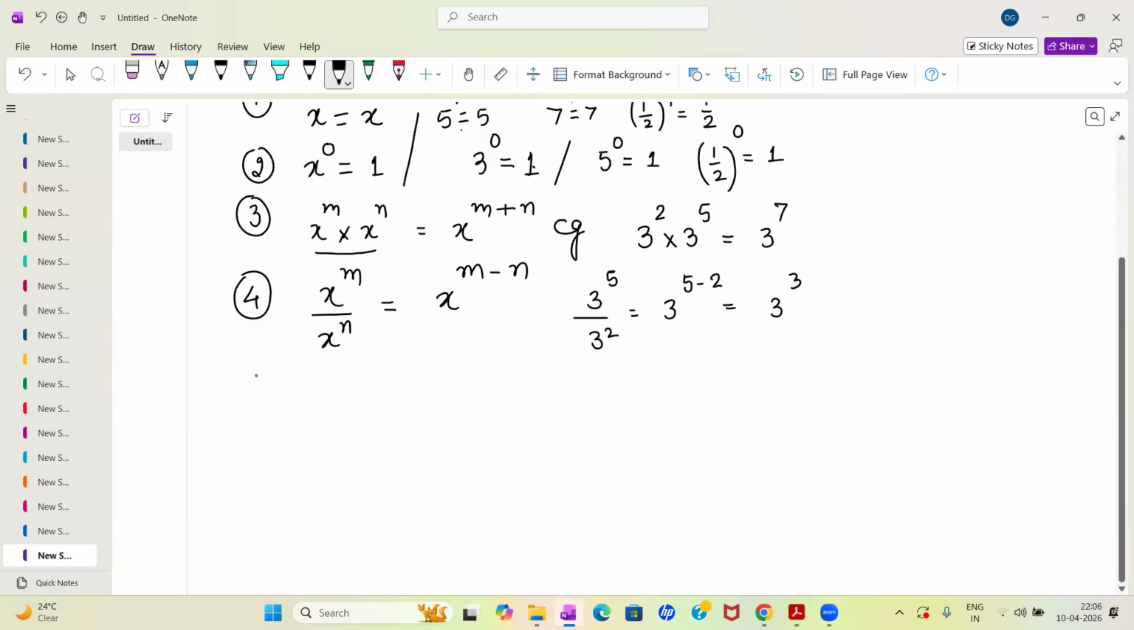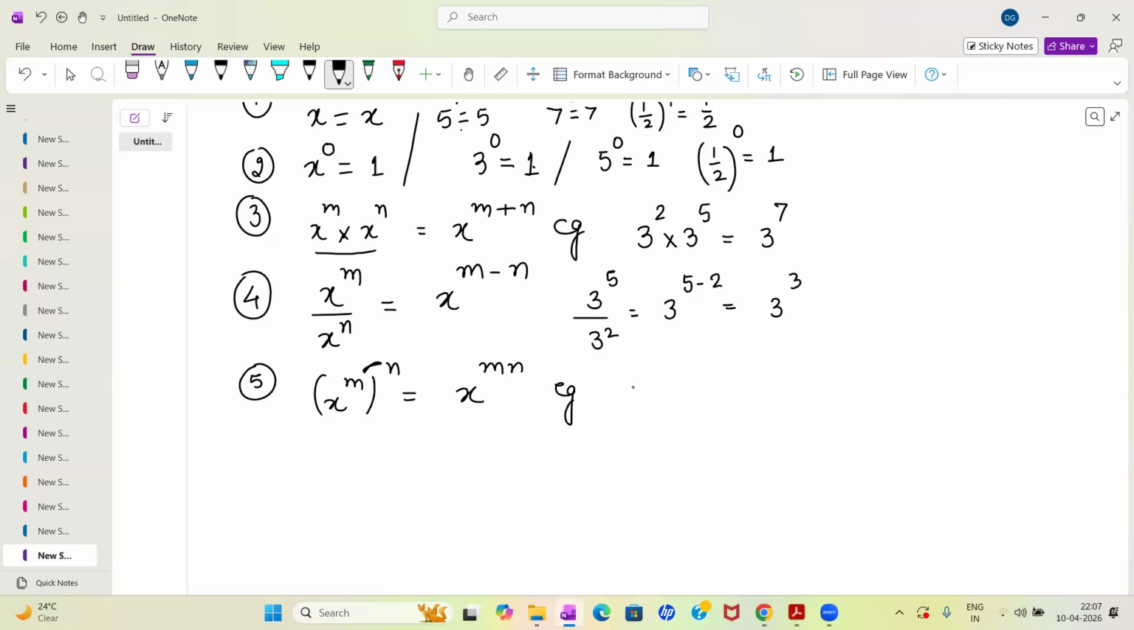Next is x to the power m to the whole power n, and these two powers will be multiplied. So it will become x to the power mn. For example, 5 to the power 2 to the whole power 4, this is 5 to the power 8.